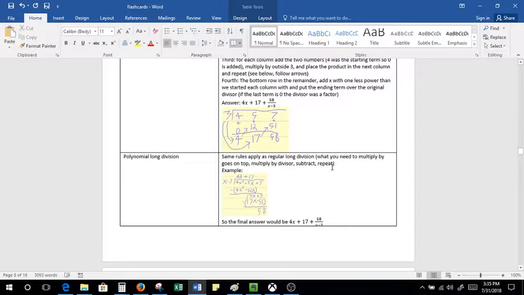Same rules apply as normal long division, except we're just going to look at the largest powers. The largest power of x minus 3 is just x. The largest of 4x squared plus 5x plus 7 is just 4x squared. What do we need to multiply x by to get 4x squared? That would be 4x, which goes up top.